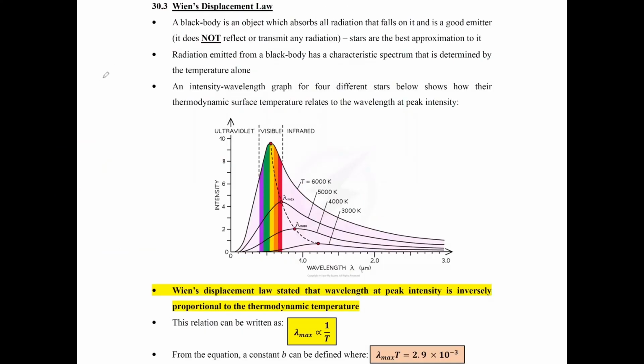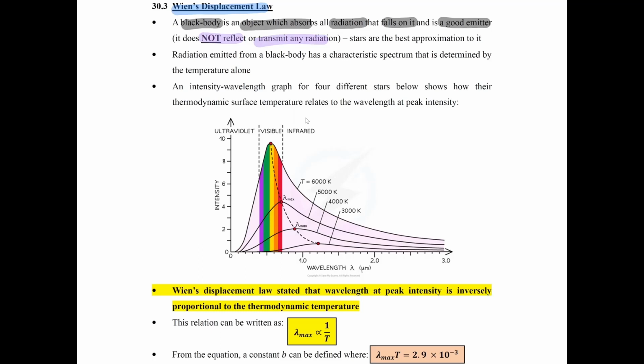If the radiant flux intensity equation from before allows us to find the distance to a star, the next thing we want to know is the temperature of the star. For this, we will need to make use of Wien's displacement law. First, we need to define what is a black body. A black body is an object which absorbs all radiation that falls on it and is a good emitter. It does not reflect or transmit any radiation.